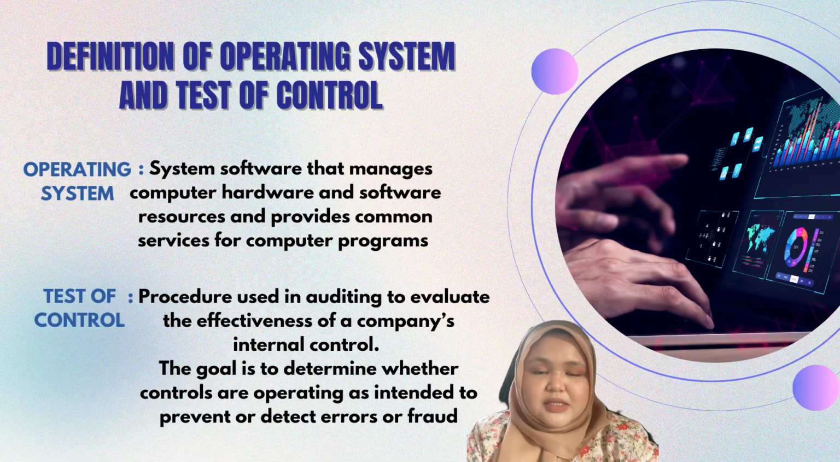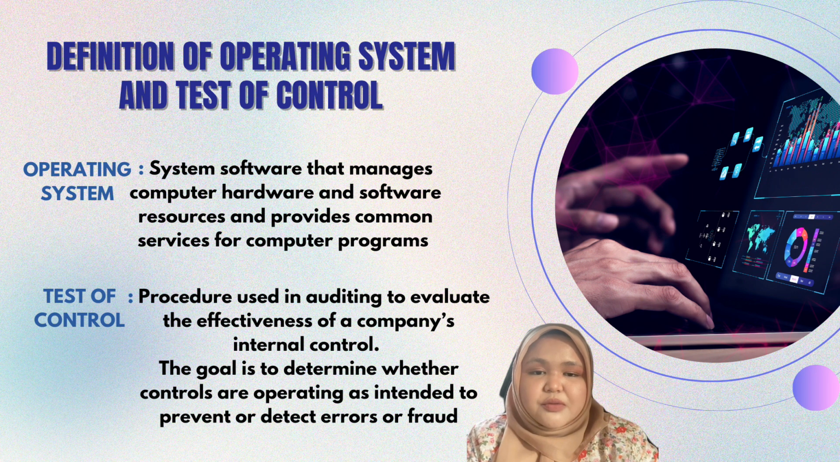Let's start our presentation with definitions of operating system and test of control. So operating system is system software that manages computer hardware and software resources and provides common services for computer programs. It acts as an intermediary between the user and the computer hardware, allowing the user to execute and manage applications, manage files and manage system resources.